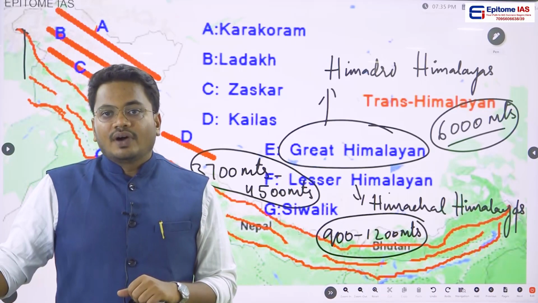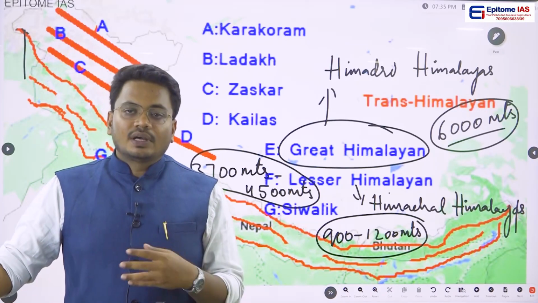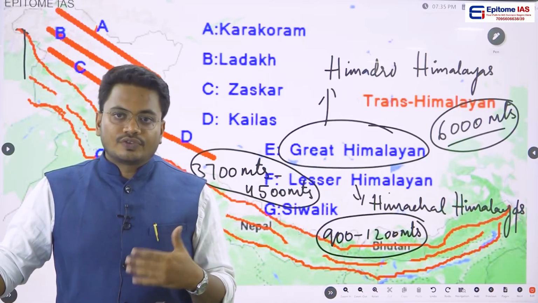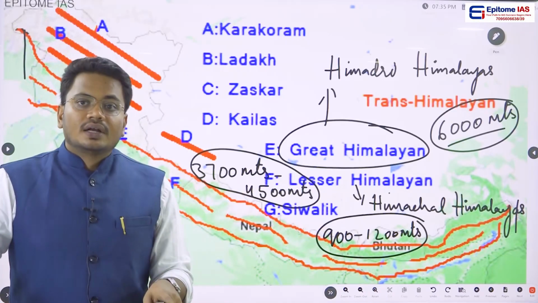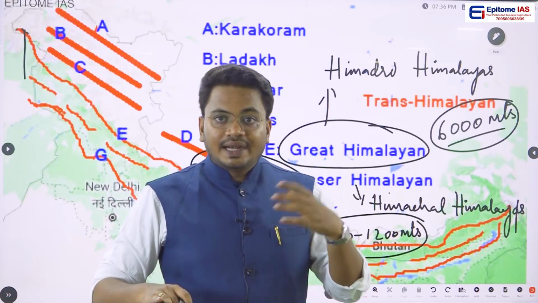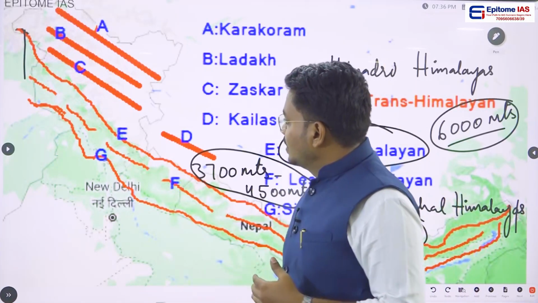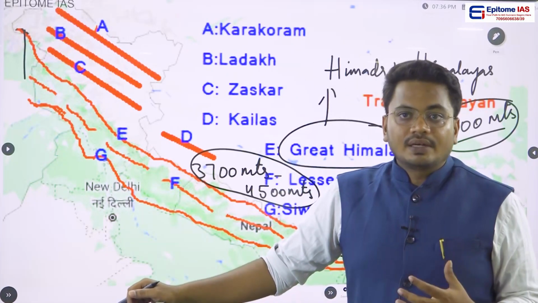And in these Shivaliks, we will be having dunes. The best example for the dunes which are present in Shivaliks is Dehradun, right? So, this is the latitudinal division of Himalayan mountains.